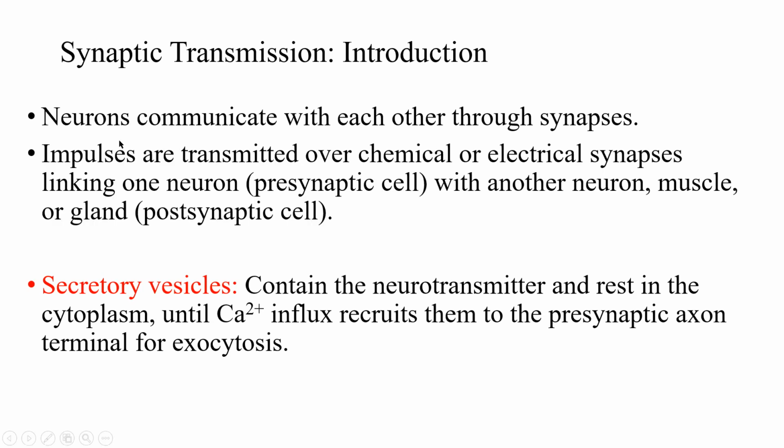So impulses are transmitted over chemical or electrical synapses. Chemical synapse means, most of the synapses are chemical synapses. Means there is a chemical communication between the two neurons. They are talking with the chemical. Another is electrical synapses. They are linking one neuron to another neuron, like muscle, gland. Okay.